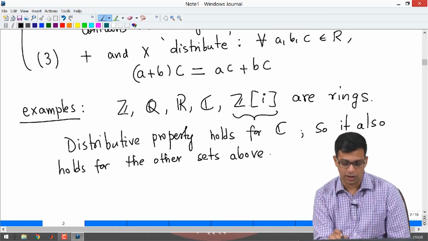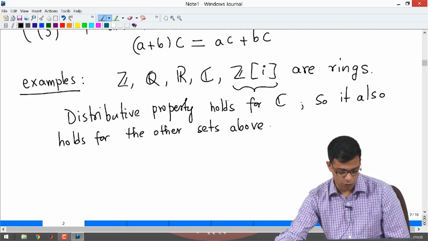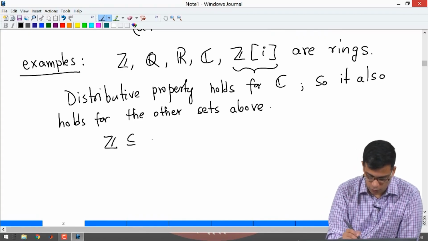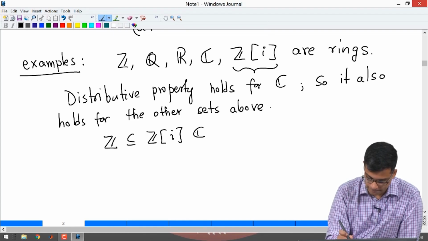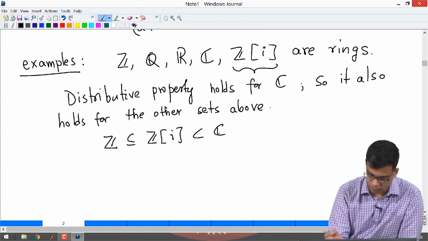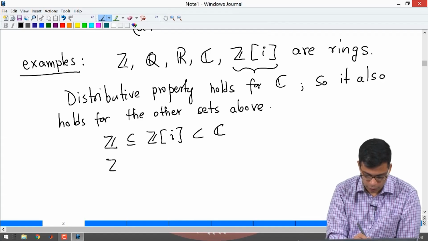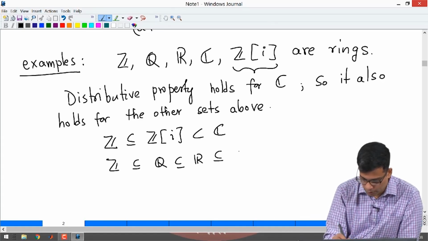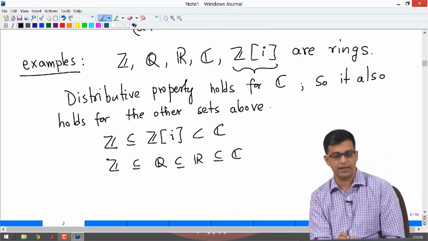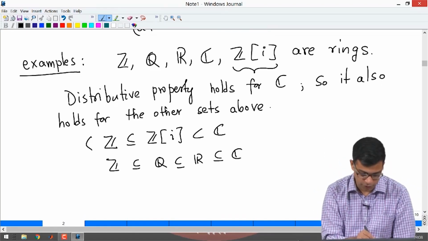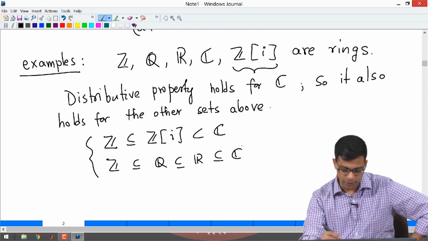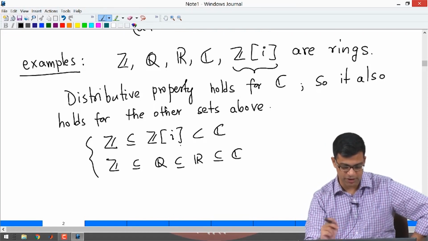Remember, Z, Q, R, Z[i] are all subsets of C. So, in fact, between them there are these following inclusions. So, you have Z inside Z[i], inside C. Z is certainly contained in Z[i]. You also have the inclusion Z contained in Q, contained in R, contained in C. Remember, Z[i] is not contained in R. So, we have these two inclusions. So, if the distributive property holds for elements of C, it holds for all these subsets.